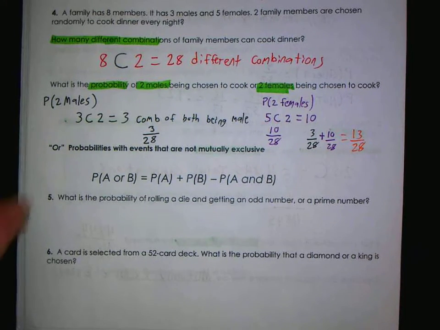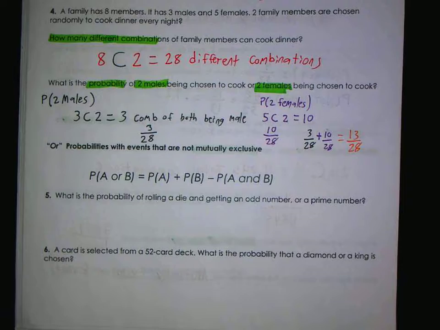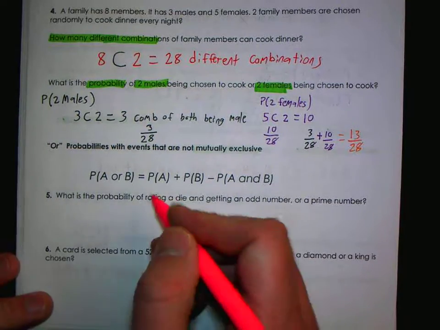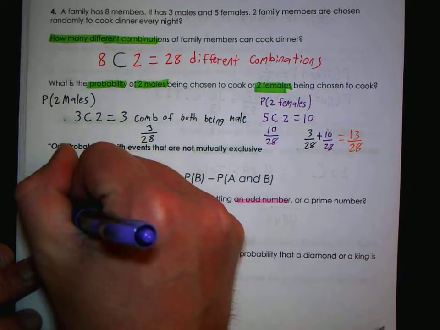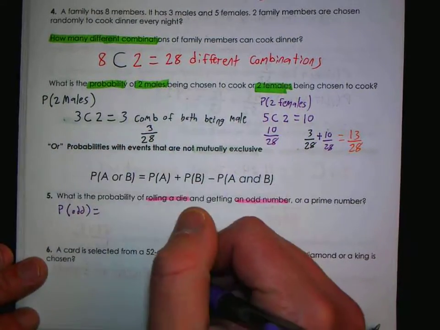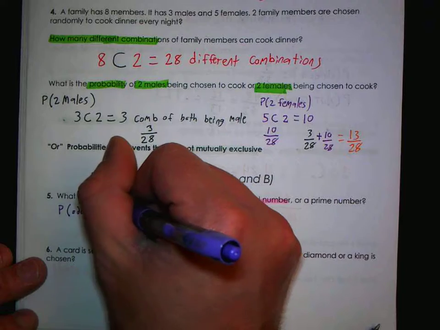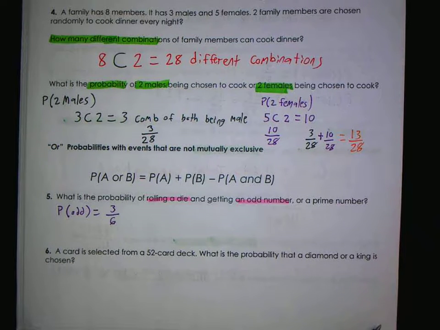Now, some events with the or that are not mutually exclusive, we need to subtract out what they have in common. So, for instance, what is the probability of rolling a die and getting an odd number? 3 out of 6. Because 1, 3, and 5 are all odd.